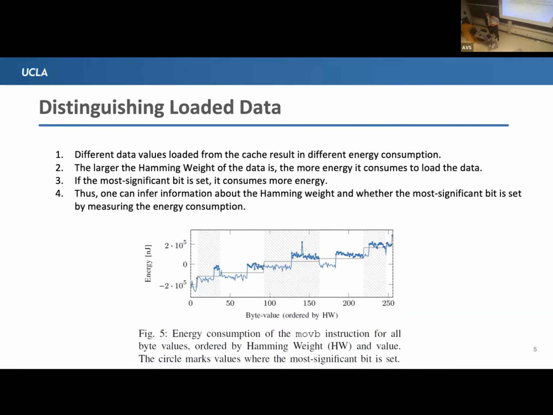It shows that when the Hamming weight is larger and also the most significant bit is set, which is marked with the blue circle in the graph, then the power is larger.